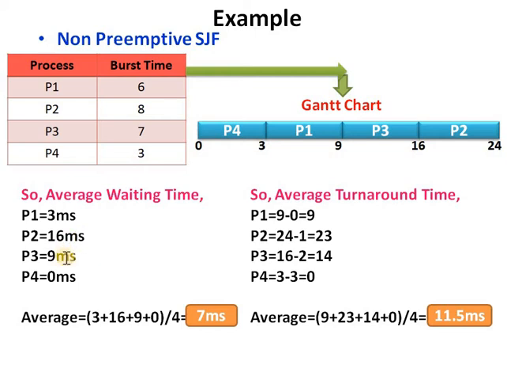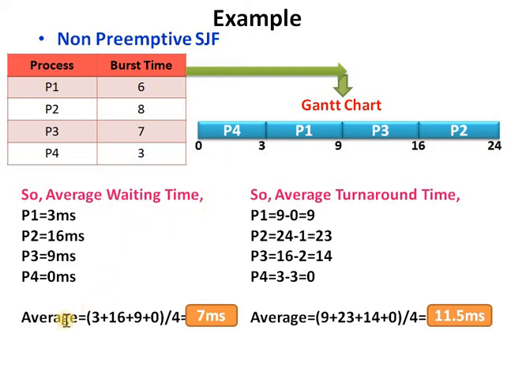Next, for the process P3, what is the starting time for the process P3? 9. 9 minus arrival time, arrival time is equal to 0. So, 9 minus 0 is equal to 9. Next, for the process P4, waiting time is equal to 0 because the process P4 has the shortest burst time. So, it is executed first, so it has a waiting time of 0.